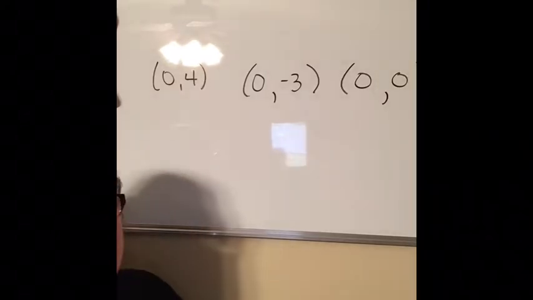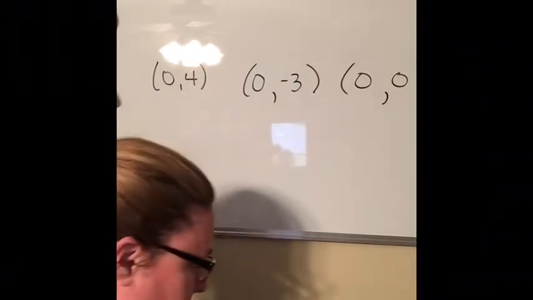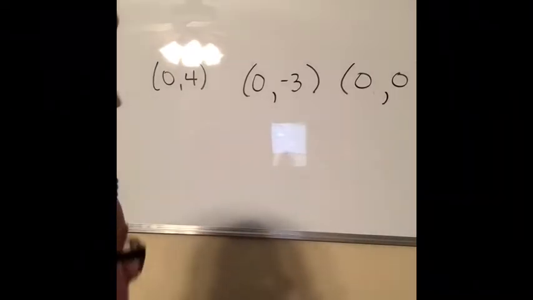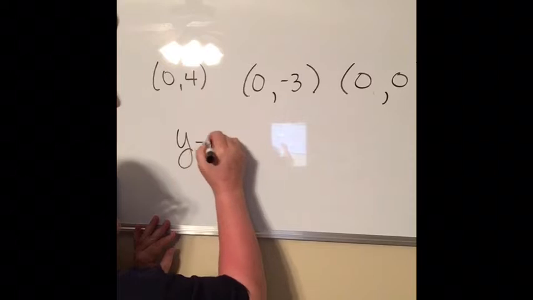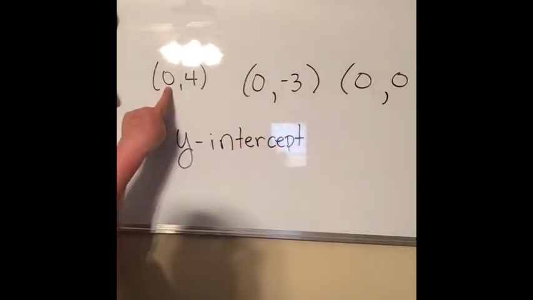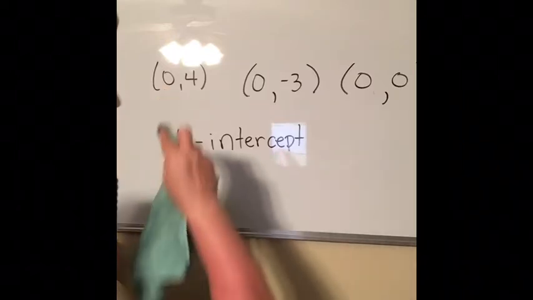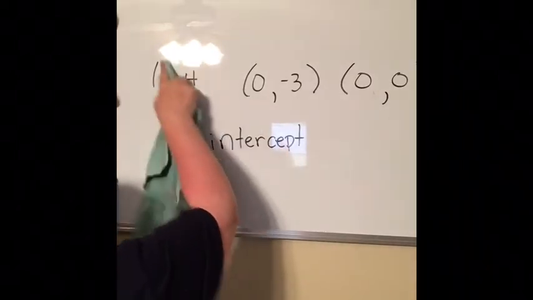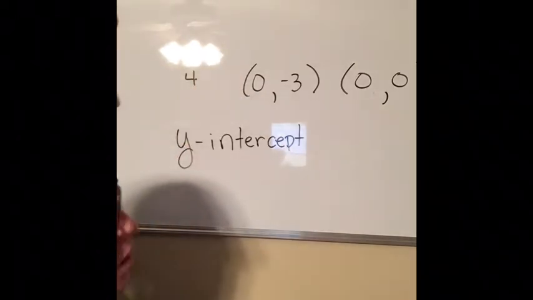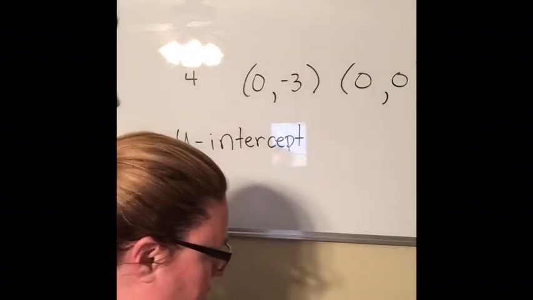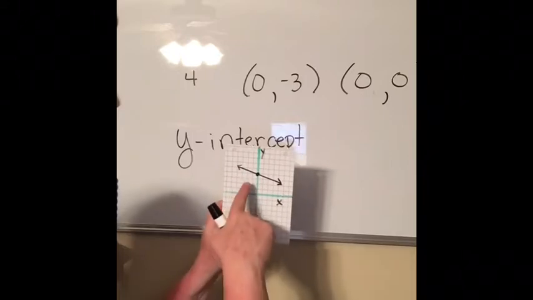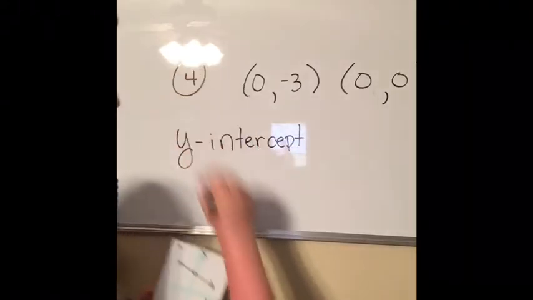Okay, so when we are naming our y-intercept, we leave off the x part, and all we do is name it by how far up or down you had to go on the y-axis. So for our first one, we had to go up 4. So the y-intercept for this first one would be 4.